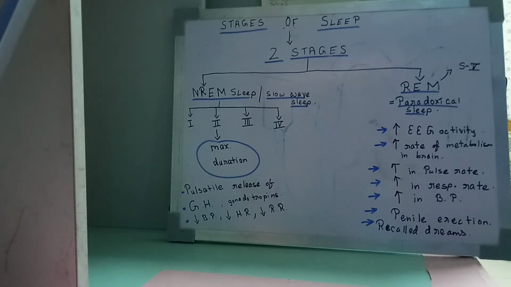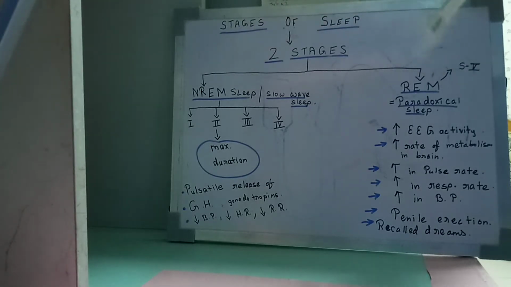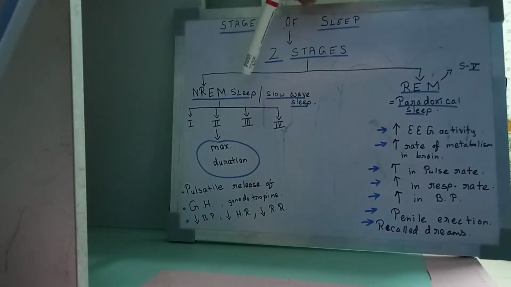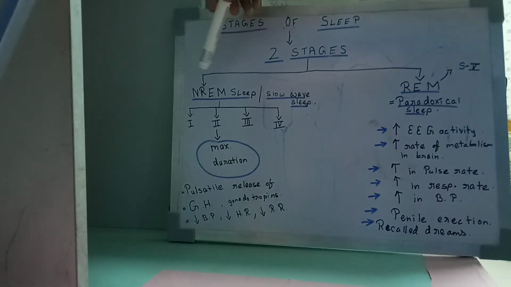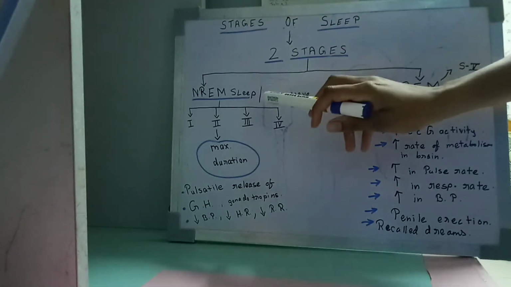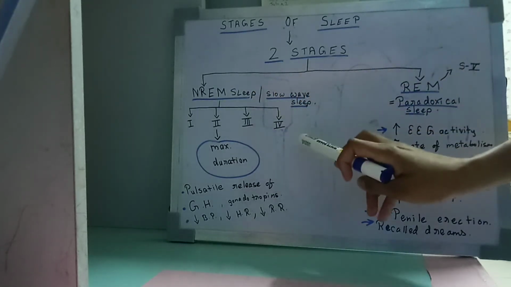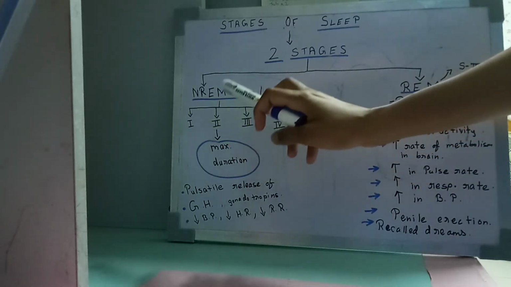So let's start. Now, sleep can be divided into two stages: non-REM sleep and REM sleep. Non-REM sleep, we will start with this first. It is also known as slow wave sleep, and REM stands for rapid eye movement and N stands for non, so it is non-rapid eye movement sleep. Now, this is further divided into four stages: stage 1, stage 2, stage 3, stage 4. Let's start with stage 1.